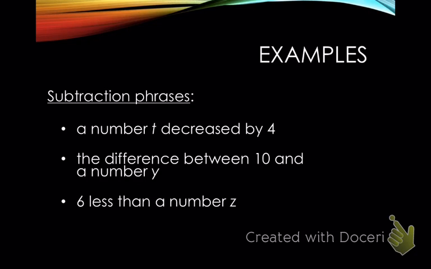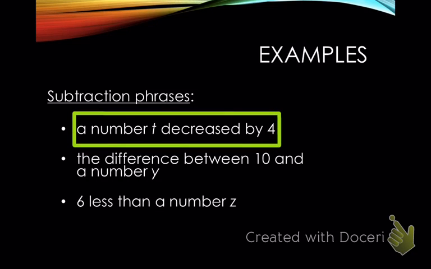So our job is to be able to take this phrase and say, actually, that is t minus 4. That's what you need to do. T decreased by is minus, what are we minusing by? 4. That's our goal. That's all we're doing today.